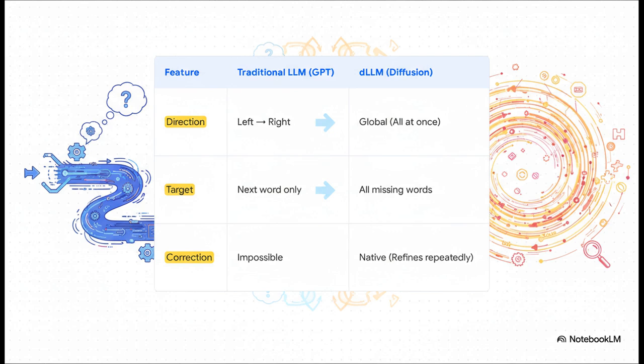A traditional LLM like GPT works in one direction, left to right. It only cares about guessing the very next word. And, most importantly, it can't go back and make corrections. A diffusion LLM, on the other hand, works globally. It sees everything at once. It targets all the missing words simultaneously. And its native ability, its core strength, is to refine and edit its own work over and over again.